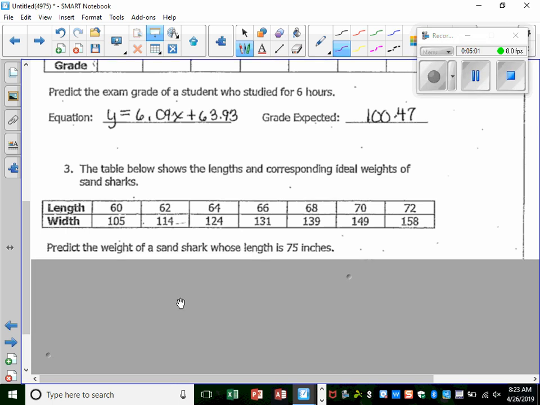I'm going to have you pause this again and put in these values. Then you're going to predict the weight of a sand shark whose length is 75 inches.